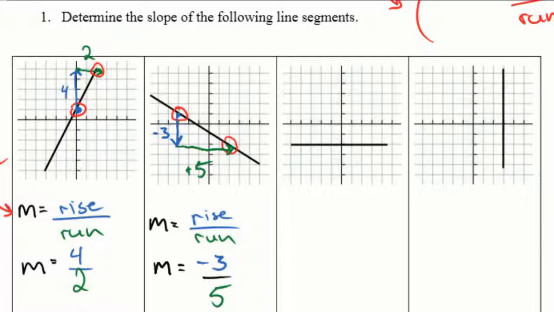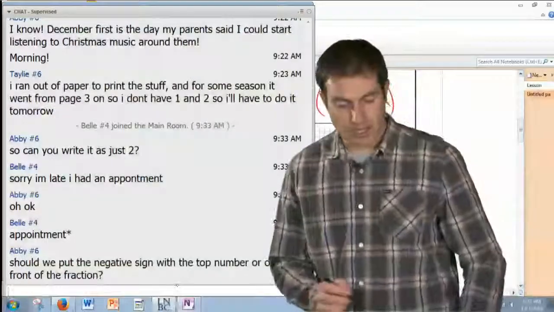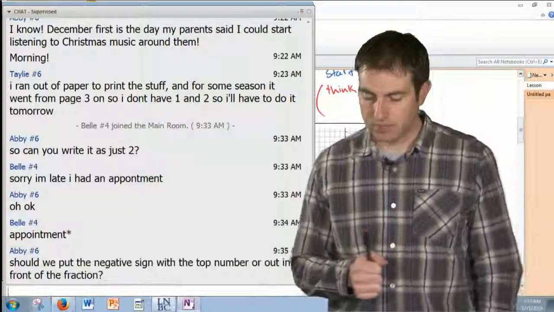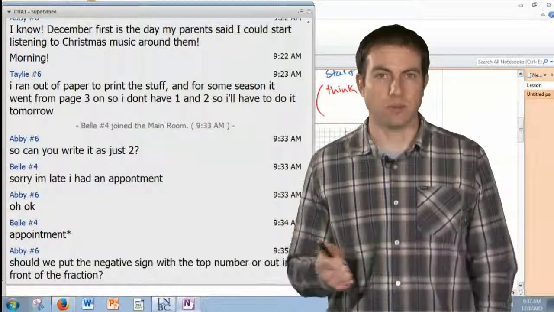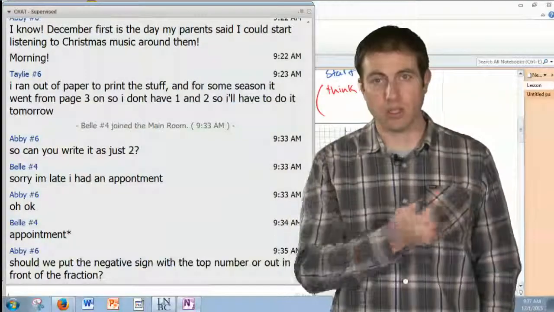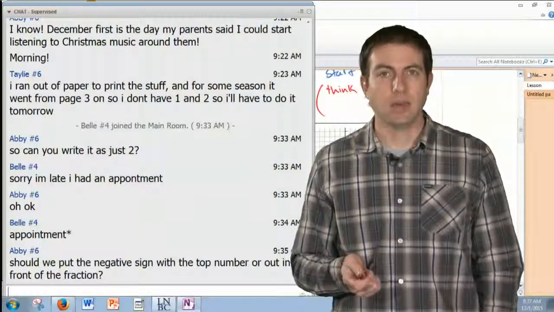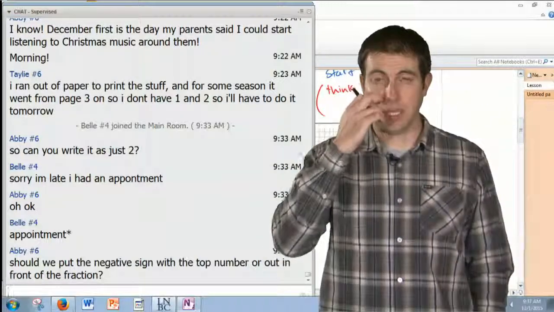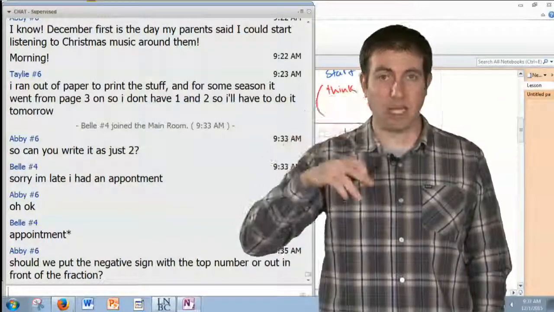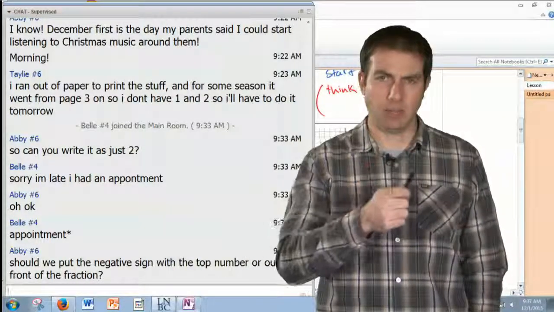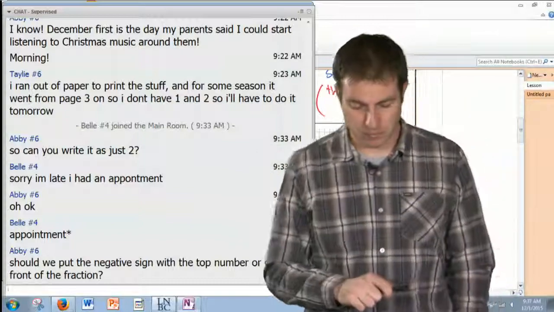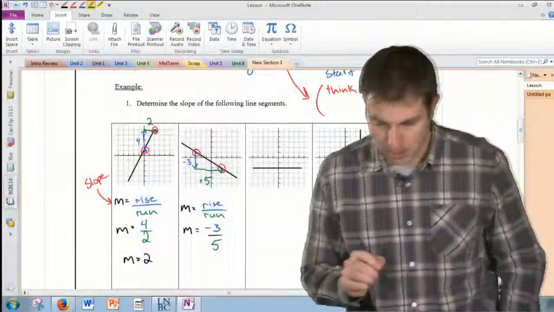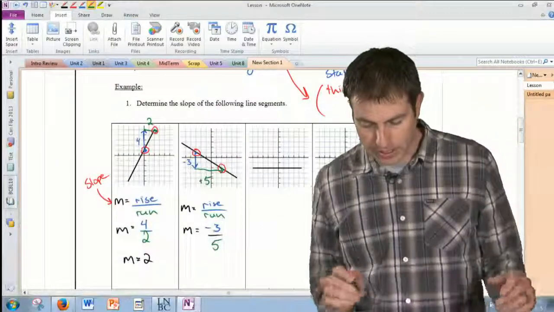And Abby's asking, should we just leave the negative on the top? Yeah, we will always put the negative sign on the top. And I kind of alluded to that when we were dealing with fractions before. You can put it on top, you can put it out front, you can put it on the bottom, all are correct. But for the case of slope, I like putting it on the top because that means my rise is possibly going to be negative. It might be a fall if it's negative. Then my run is always going to be positive because I can always go from left to right. And yeah, so there you go. We're done with that guy. Let's go to the next one.